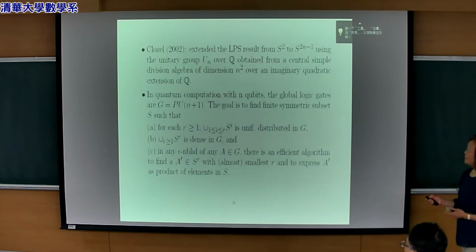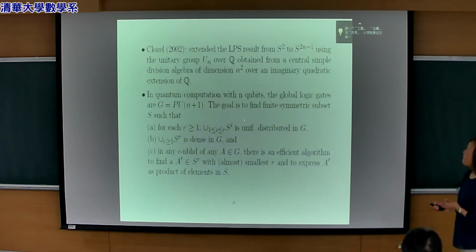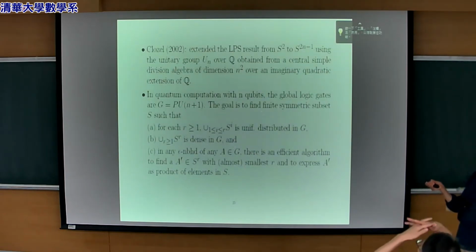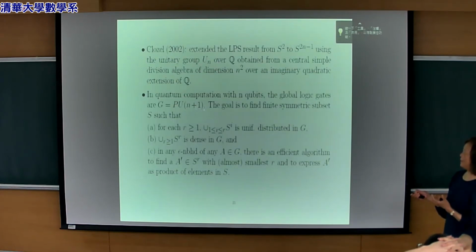This result was generalized by Cosell from S2 to S^(2n-1) using the unitary group. Then I want to talk about another application, which is in quantum computation. In quantum computation with n qubits, the quantum bits, the global logic gate group is PU(n+1), that is U(n+1) modulo the center.